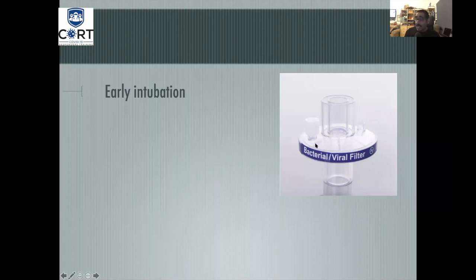This is also theoretically useful even when you're putting a bag valve mask on, and if you apply a very tight seal and you know that there is no leak, then maybe this can also protect you. But either way, you have to put the bacterial filter on. Does this make sense?